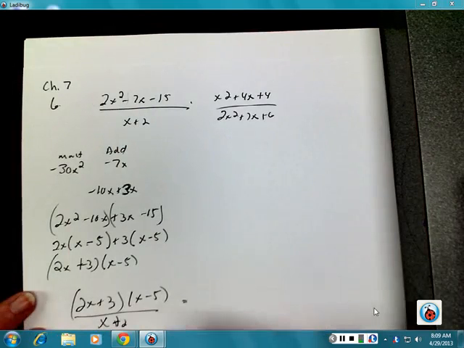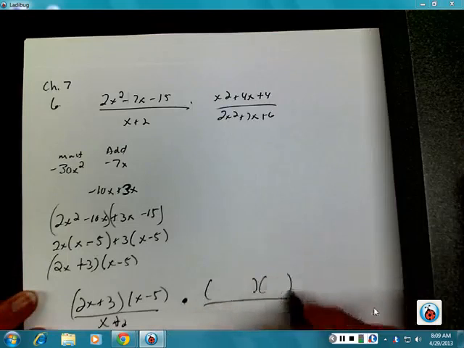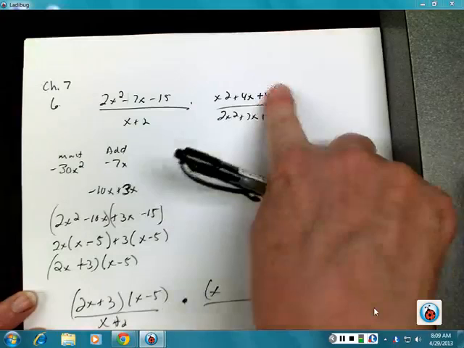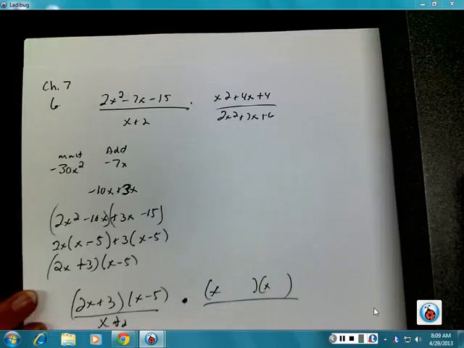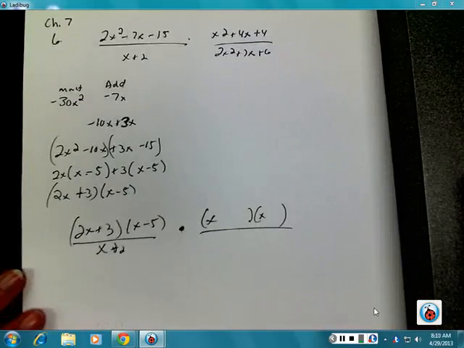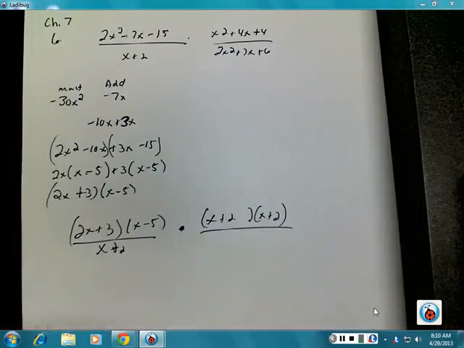The next one, I can factor that because it's got a single x squared out in front, so I have an x and an x. So factors of 4 that add to 4. What would I have? 2 and 2. Yep, 2 and 2. Let me get up here a little bit more. So I have x plus 2 and x plus 2.